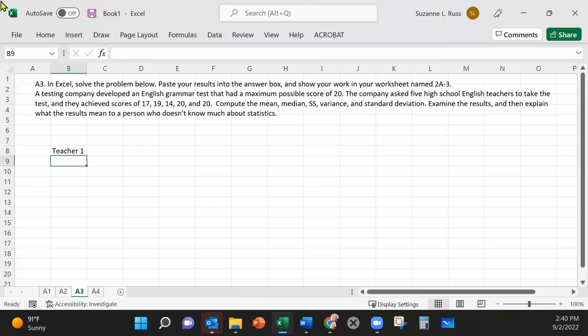Teacher 1, Teacher 2, and so on. Doing so always helps us to keep in touch with what it is we're actually working on, what the numbers are representing. The scores are always indicated by the letter X. Teacher 1 had 17, and we had a 19, a 14, a 20, and a 20. For more scores than this, I never write them by hand because I'll undoubtedly make a mistake.